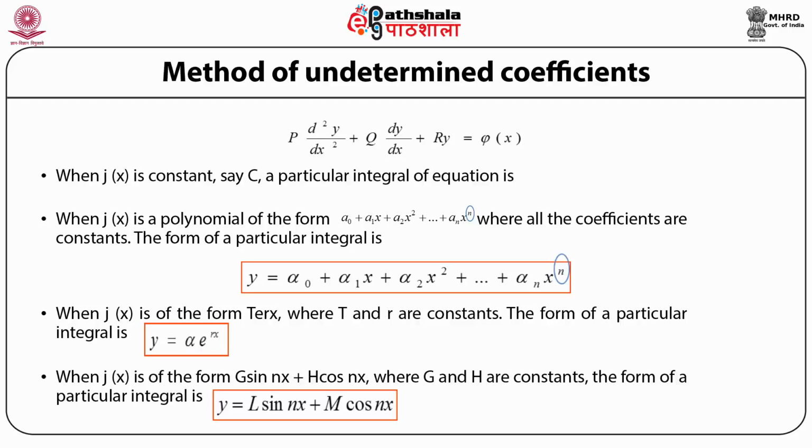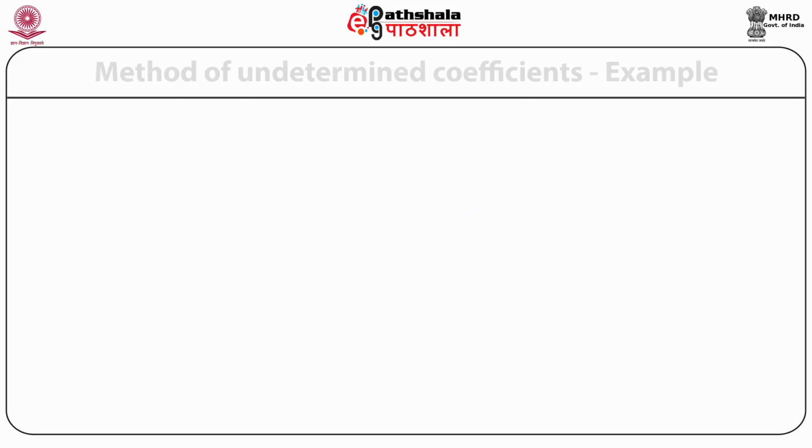When psi of x is not 0, we have these four conditions. The fourth condition is when psi of x is of the form g times sin nx plus h times cos nx, where g and h are constants. Then the particular integral is going to be of the form L times sin nx plus m times cos nx.